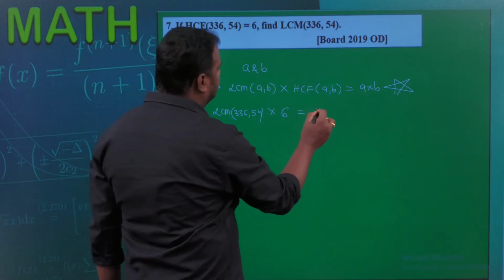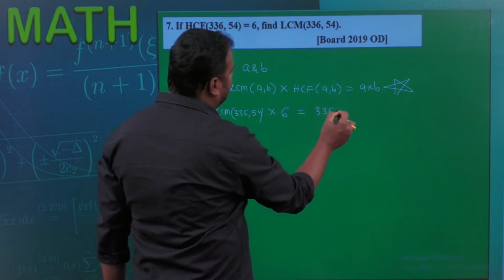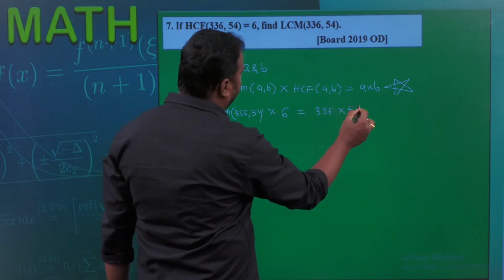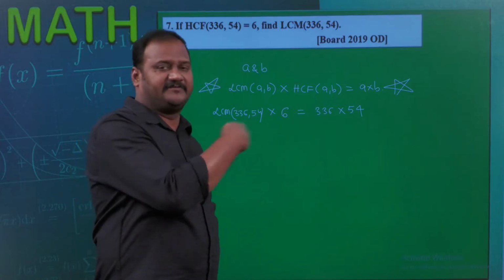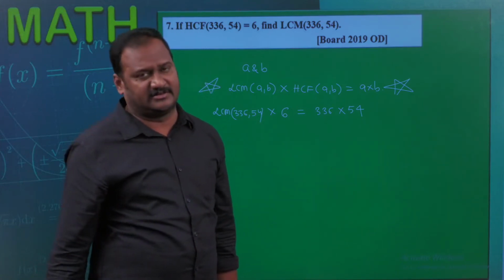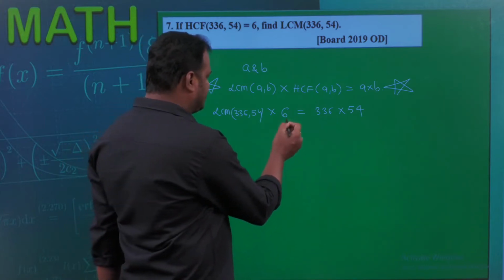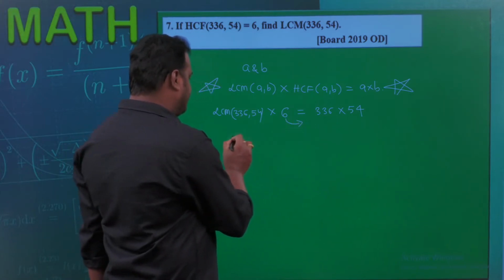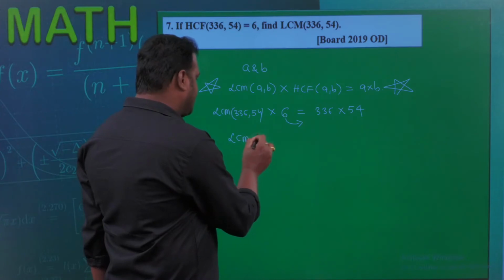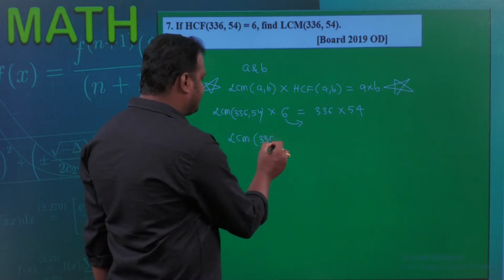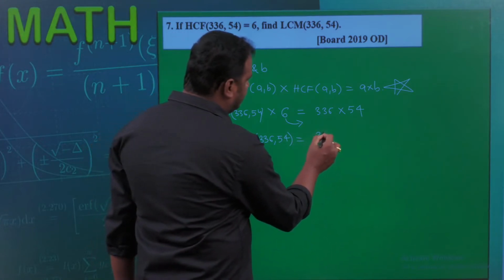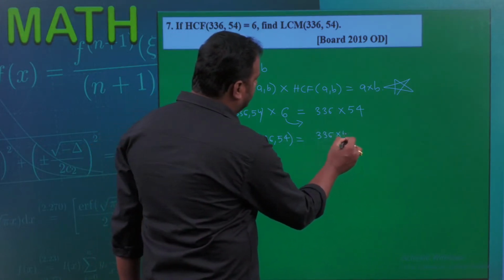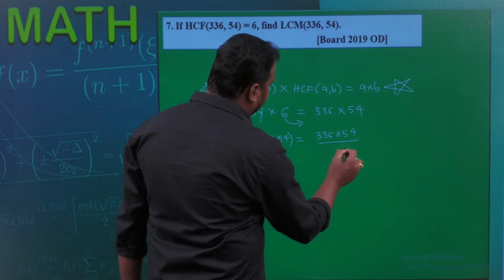What are those two numbers? 336 multiplied by 54, right? See, are you really finding LCM by factorization method? No, not at all. So transposing this 6 towards the right hand side, the LCM of 336 comma 54 is equal to 336 into 54 divided by 6.